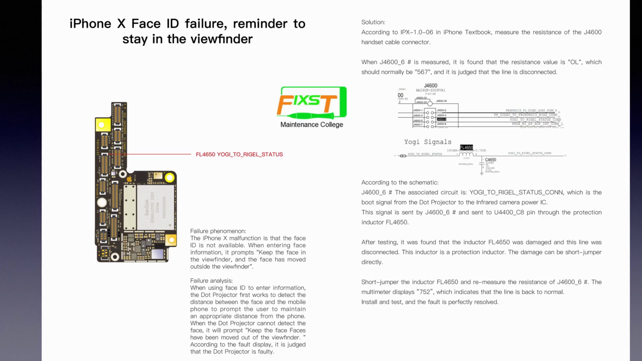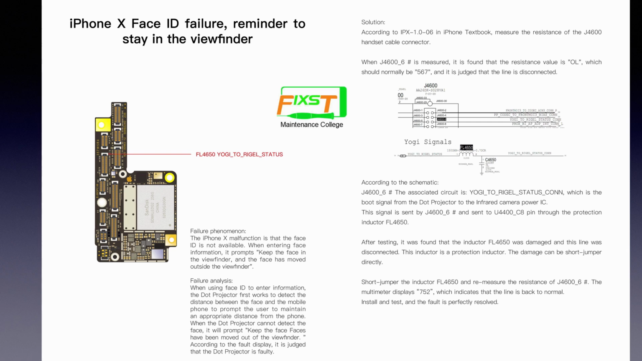This inductor is a protection inductor. If it is damaged, we can make a jumper correctly. After we make a jumper across the 2 pins of the inductor, we test the resistance again. The multimeter displays 715.2. It means that this line is back to normal. So we install and test the phone again. This problem has been fixed.